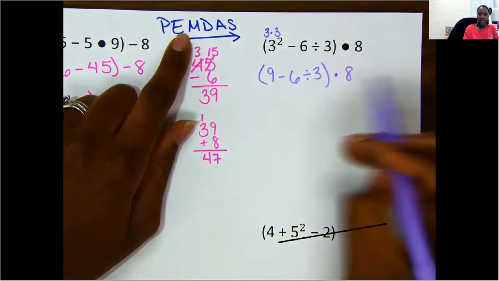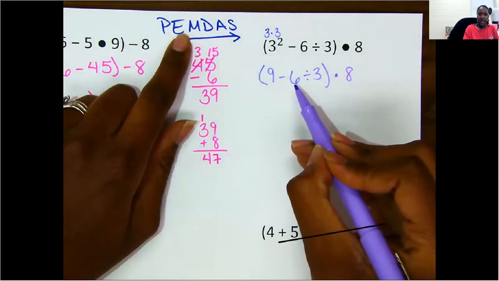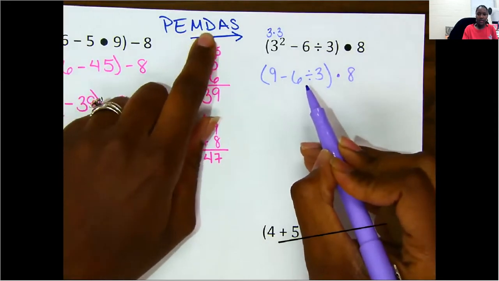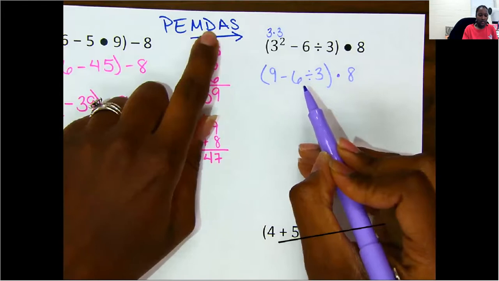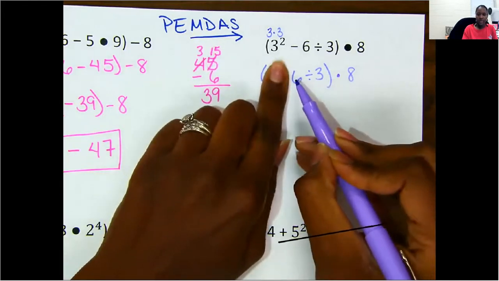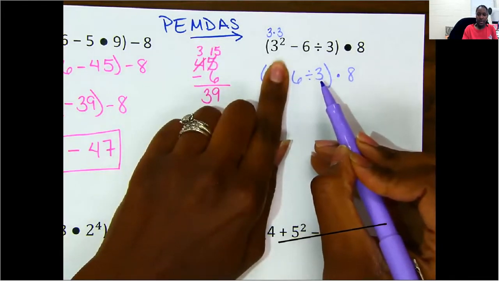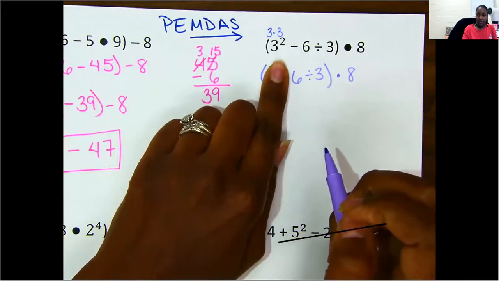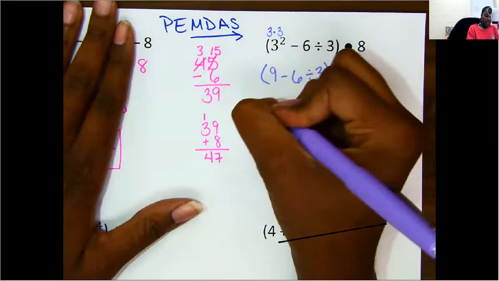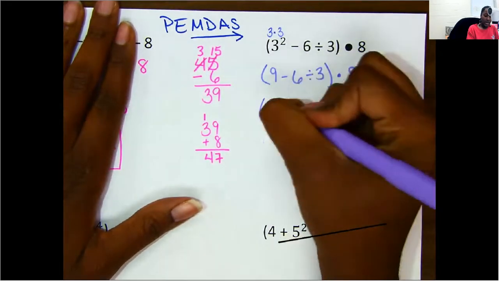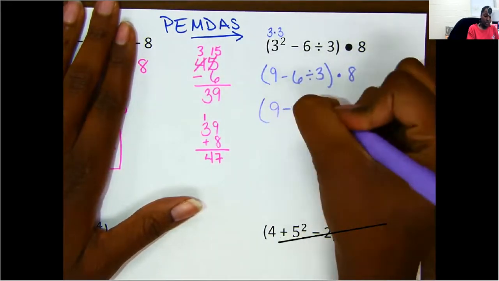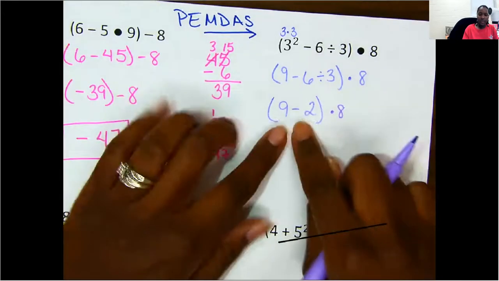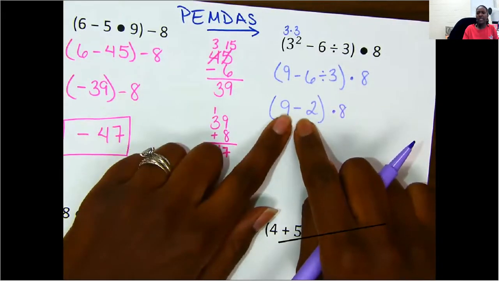Okay. I still have parentheses. I have subtraction and I had division. According to my PEMDAS, I'm going to take care of the division next. So I'm going to cover this guy up. What is 6 divided by 3? If you said 2, you are correct. So I'm going to rewrite 9 minus 2 and then times 8 on the outside. So I still have these parentheses. I have subtraction left. What's 9 minus 2?